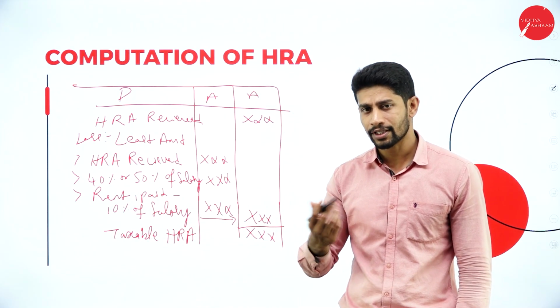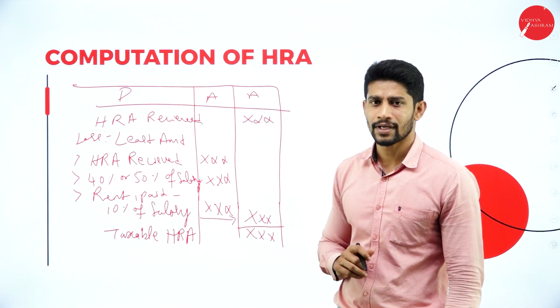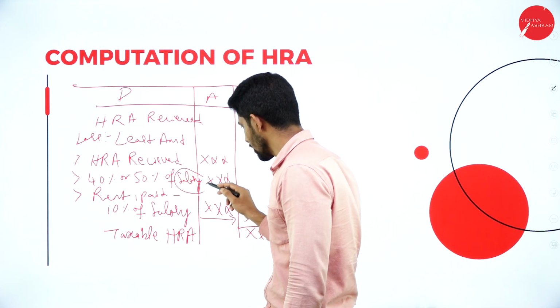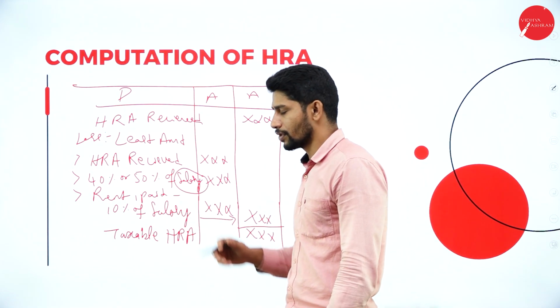Rent paid will also be given in the problem itself, and you will be deducting the 10% of salary from rent paid. This is the format. Now we will be having a question: what is this salary? 40% or 50% or 10% of salary.